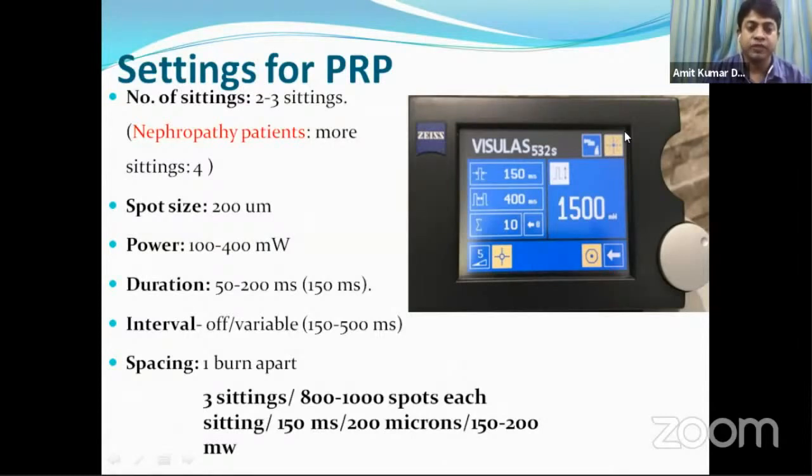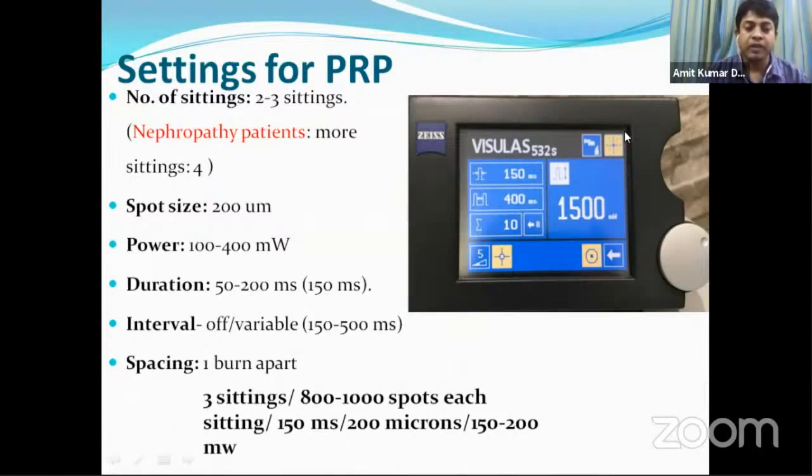The spot size we choose for PRP is usually 200 microns. Power will be around 100 to 400 milliwatts. So this will again vary based on the density of the cataract and media haziness. If there is a dispersed VH or a dense cataract, we might need to increase the power to 600, 700 or 800. And duration of laser will be on an average around 150 milliseconds. And the interval you can keep either off or a variable interval between 150 to 500 milliseconds based on the skill or experience of the surgeon or the physician doing the laser.